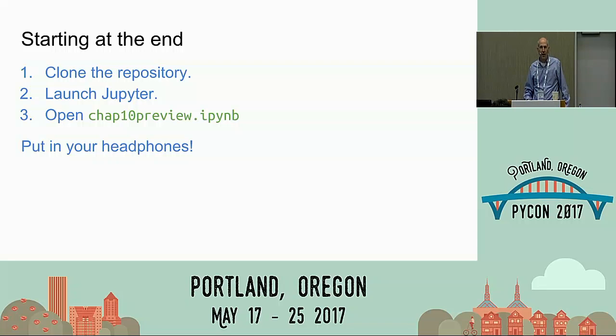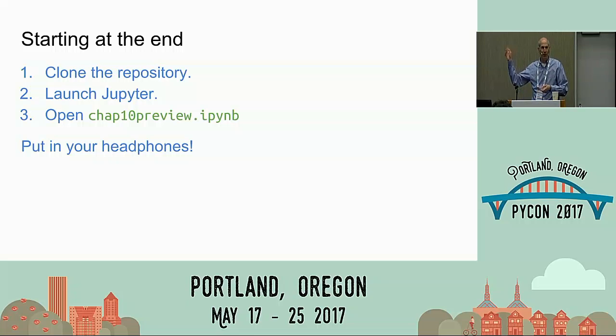First thing I want to do is the example that I was pointing you to a minute ago. This is the time when you should, first of all, put in your headphones. Second, if you have not already cloned the repository, do, although I hope you have because it's kind of big and the network is kind of slow. Fire up Jupyter and then open up the Chapter 10 preview.